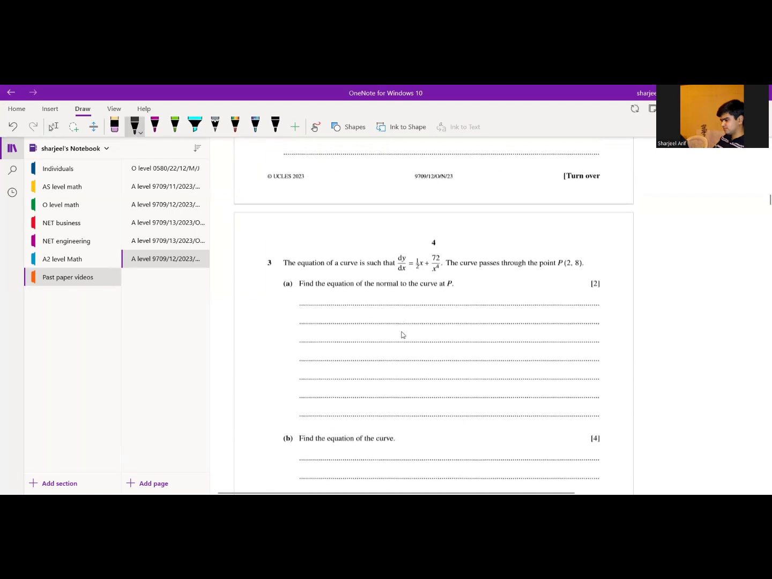So the next part, we have the equation of a curve such that dy by dx equal to 1 by 2x plus 72 over x square. The curve passes through these points. We have to find the equation of the normal to the curve.